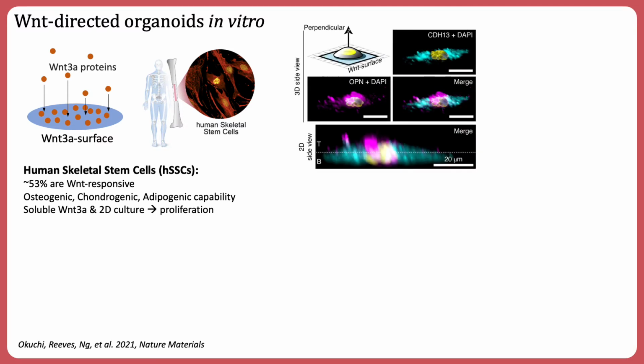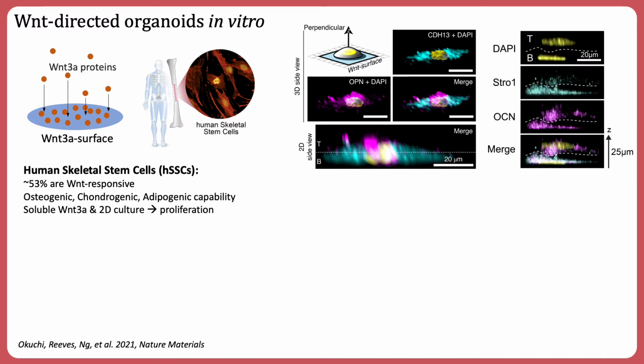At mitosis, they orient their spindle towards the Wnt3A surface and become polarized. Skeletal stem cell markers such as STRO1 and CDH13, shown in cyan, segregate towards the half of the cell in contact with the Wnt, whilst the Wnt distal half has a higher ratio of osteogenic markers such as osteopontin and osteocalcin, shown in magenta.